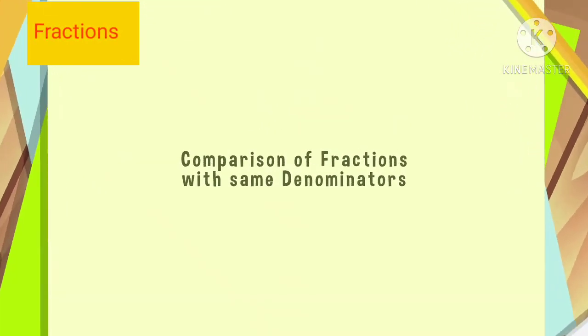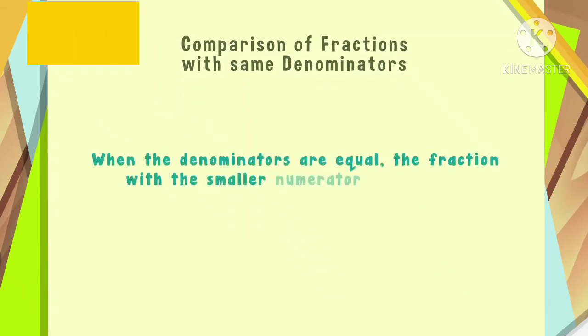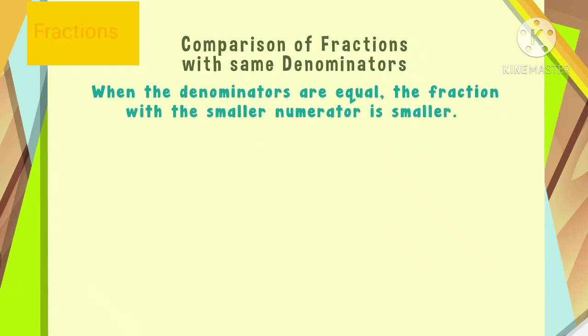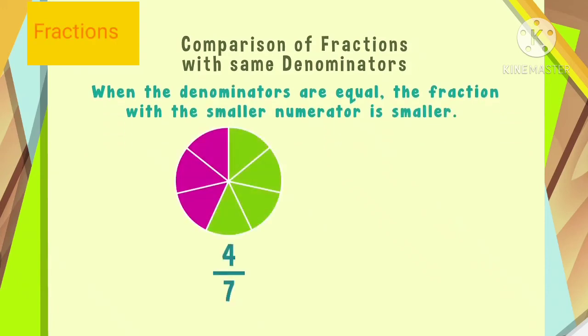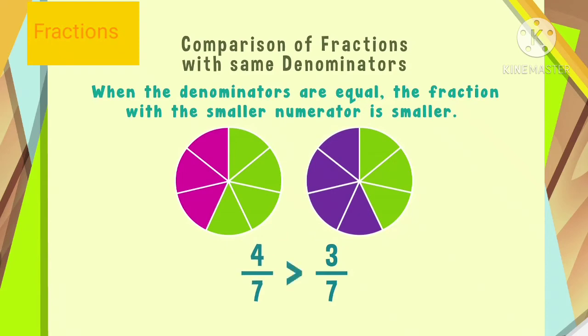We can compare fractions when the denominators of two fractions are equal. When the denominators are equal, the fraction with the smaller numerator is smaller. Let us understand these sheets, 4 upon 7 and 3 upon 7, using pictures. On comparing the shaded portion of the two fractions, more of the circle is shaded in 4 upon 7 than in 3 upon 7. So, 4 upon 7 is greater than 3 upon 7. So, if the denominators of the fractions are equal, then the fraction with the smaller numerator is smaller.